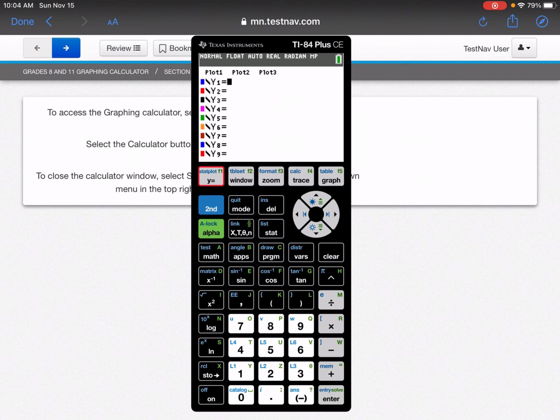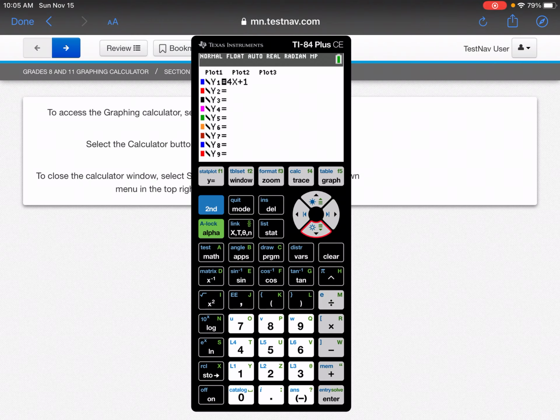Now we're going to type in our two equations. The first was 4x. The x button is right next to the green alpha button. It says X, T, theta, n. That's the one that you want. So 4x and then plus 1. Now you're just going to press the down arrow key to type in the second one, which was 1/2 x plus 8.